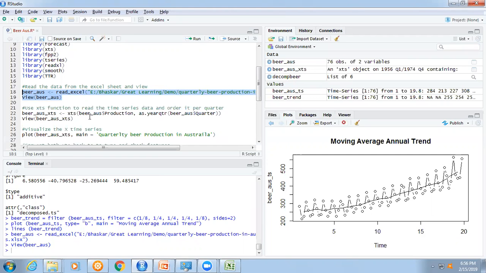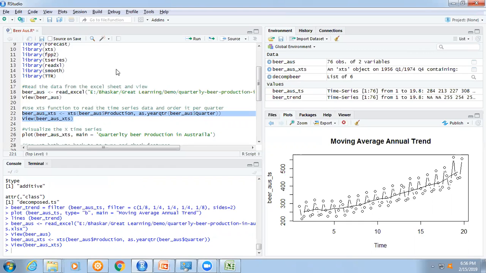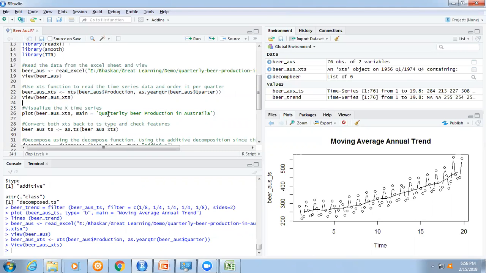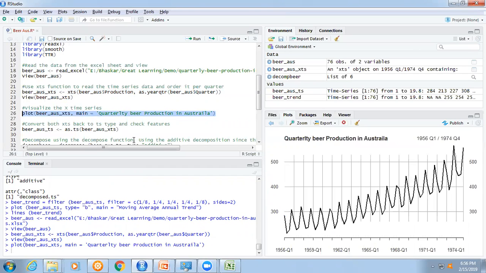Next, I'm going to use an XTS function to define what I have in this data set. I'm going to tell R that the first column is year and quarter. So I'm going to use the XTS as.yearqtr function to do that. That is done. Next, I'm going to plot this XTS variable and see how it looks. So there you go. This gives us a good picture of how this time series data appears.